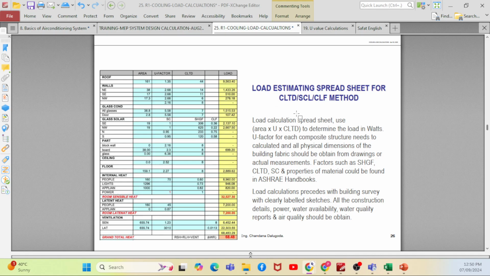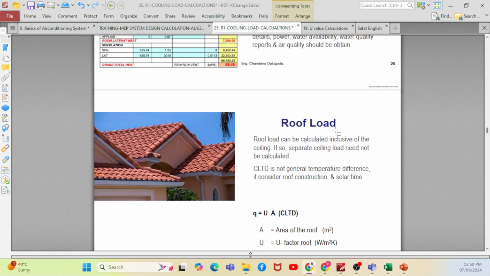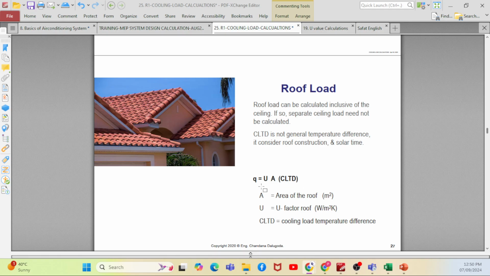Now, load estimation based on the CLTD method. This is basically the equation to calculate the roof load. You can see the equation, the same as the heating equation, but different: Q = U A CLTD. U is the U value, the U factor, and A is the area of the roof, and then the cooling load temperature difference between outside and inside. By using this equation, you can understand the heat transfer through the roof material. Clear, Fahad? Clear. This is the equation for how much heat is going to transfer from outside to inside. It depends upon the material, the area of the material, and the temperature. For example, I need 24 degrees Celsius and the external is 46 degrees Celsius. So how much heat will be transferred, which affects your internal load. That is what you are going to calculate.